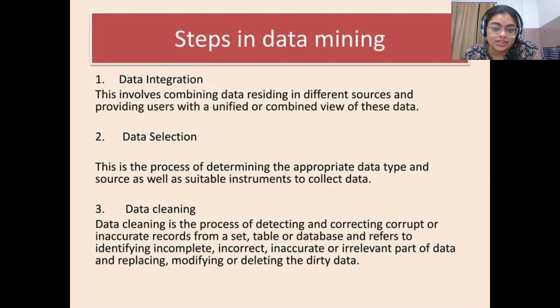Second is the data selection. This is the process of determining the appropriate data type and source as well as suitable instruments to collect the data. Third, data cleaning. Data cleaning is the process of detecting and correcting corrupt or inaccurate records from a set, table, or a database, and refers to identifying incomplete, incorrect, inaccurate, or irrelevant parts of data and replacing, modifying, or deleting the dirty data.